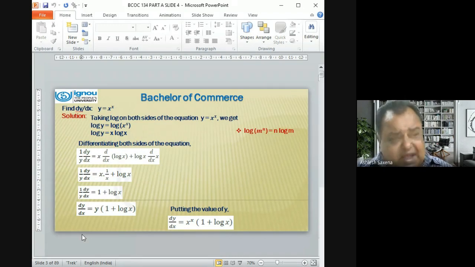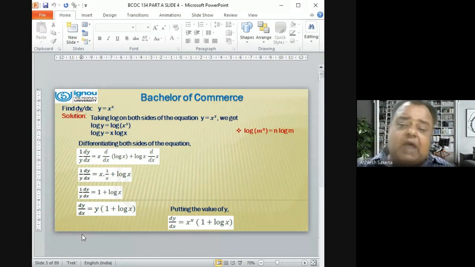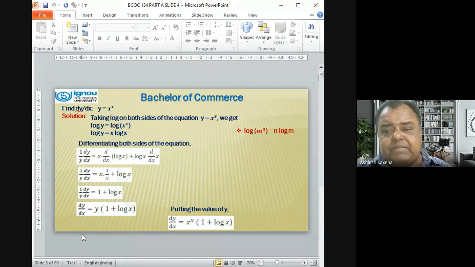We want our answer in dy by dx. So we will be shifting this y to the right hand side. This will become y into 1 plus log x. Now, from the top, we can replace y by x raised to the power x. Therefore, our answer will be dy by dx is equal to x raised to the power x into 1 plus log x. This is the method where powers cannot be reduced or powers are not numbers.